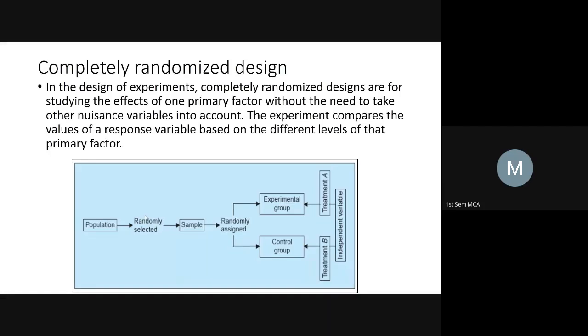So what is the primary factor? The primary factor is the treatments. Okay, training is the primary factor, so you are not giving importance to any other factors. So now in this case, we will have two independent variables. The dependent variable will always be one, but independent variables can be more than one. Clear?